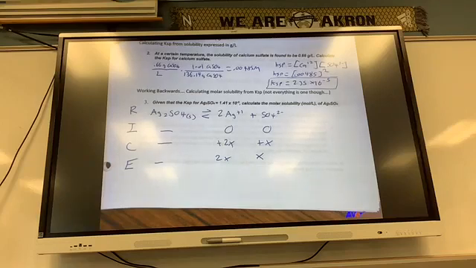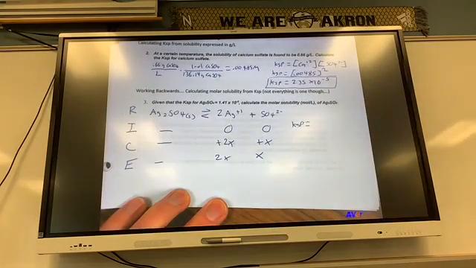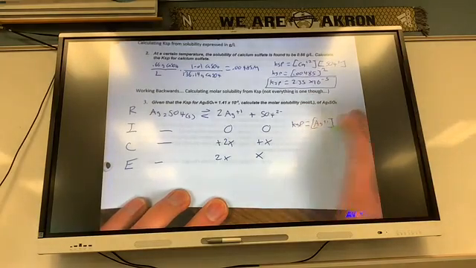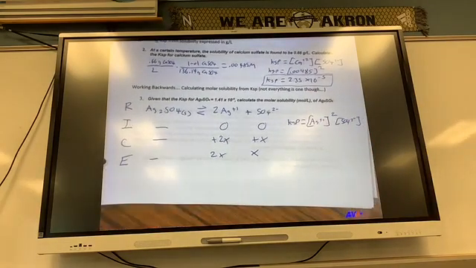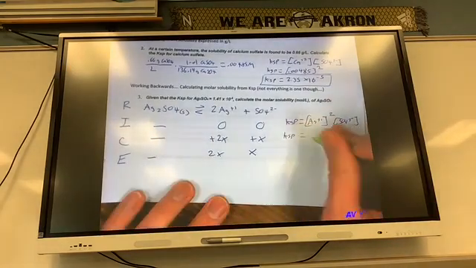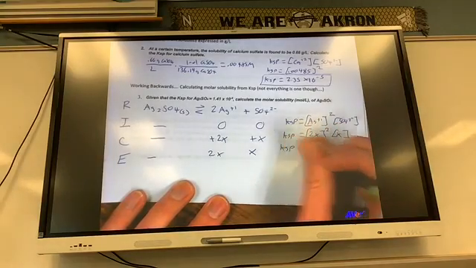I know, mind blown. So Ksp is equal to Ag plus to the power of 2 times SO4 2 minus. Why don't you put the 1.4 in case? I should have. I will in a second. I'm just working it out. So Ksp is equal to 2x squared times x. So Ksp equals what?